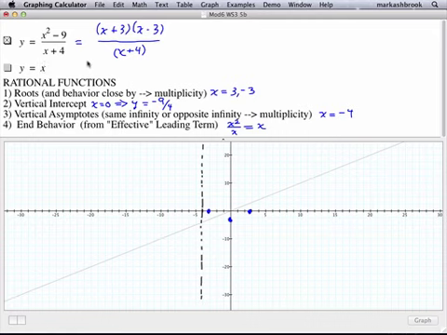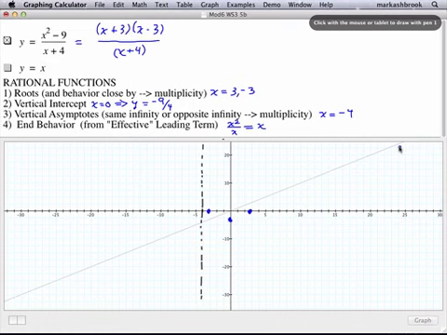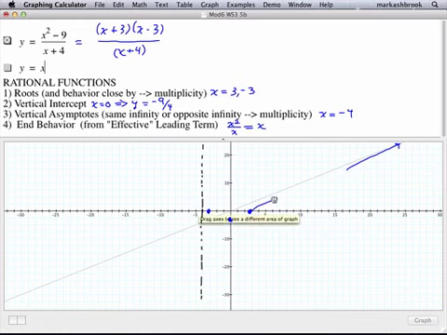So when x is really, really large and positive, it's going to be close to this end behavior. Okay? What's the next thing it's going to do? Going to the left, it's going to go through the root, right? And once it goes through, what's the multiplicity of the root at x equals 3? 1. So what will it do? Just like polynomials, just go through like a line, right?